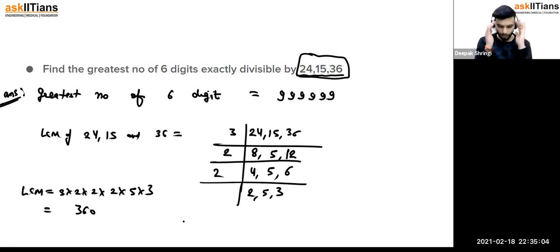ठीक है, अब आप क्वेश्चन वाला दिमाग अपना चेंज करो. You need to think like that we need to find the greatest number of 6 digits which is divisible by 360. ठीक है, अब देखो, एक बात बताओ मेरे, जैसे मैं आपसे बोलता हूँ कि find the number nearest to 10 which is divisible by 3. So what you will do, देखो सिंपल है, you will divide 10 by 3, remainder आएगा 1. So if from 10 I subtract 1, what I'll get? 9. 9 is the nearest number to 10 which is divisible by 3. Got it?